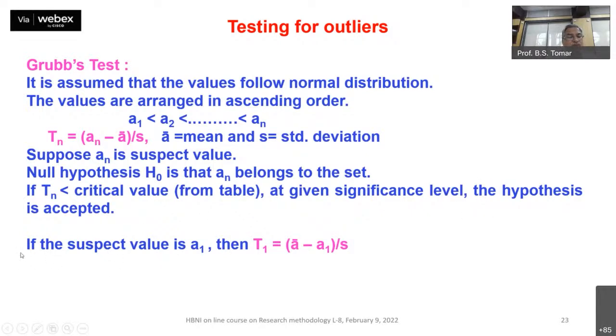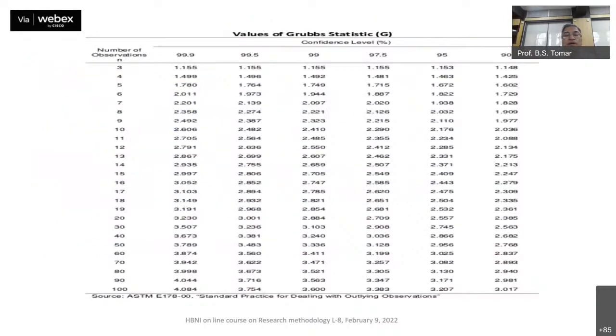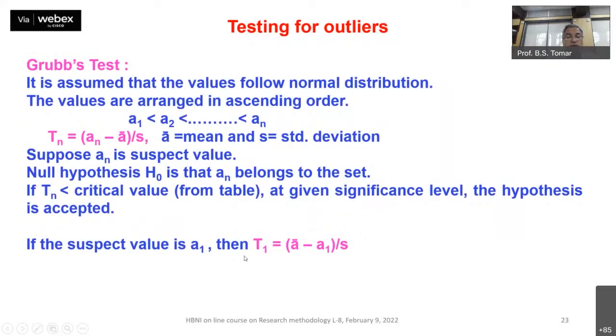So if the suspect value is A1, then you use T1 equal to (A bar minus A1) upon S. If the suspect value is A_N, you say (A_N minus A bar) by S. So that is another way of doing a test to reject the outliers. It's called Grubbs test, and this is the value of the Grubbs statistic. Again, for the number of measurements and the confidence level, these are the values of T which you can compare. These are the critical values of the T value, whatever I showed here, and you can compare with the critical value.